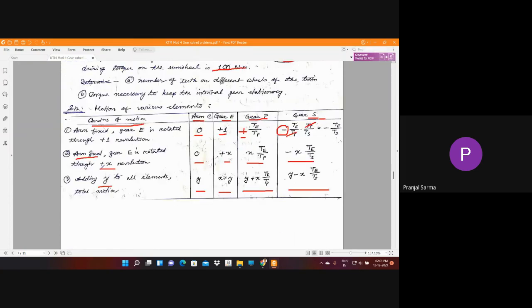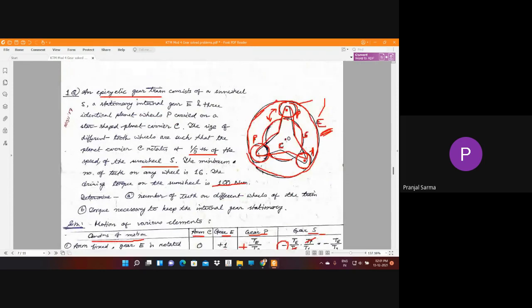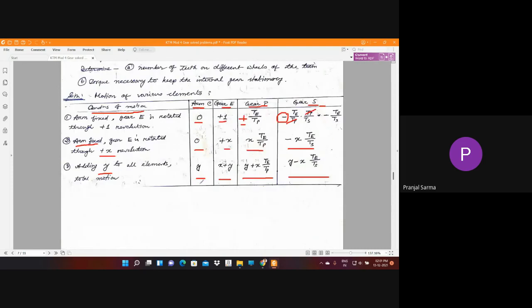Now we are going to consider the different conditions which are given in the question and try to equate those motions with the given conditions.